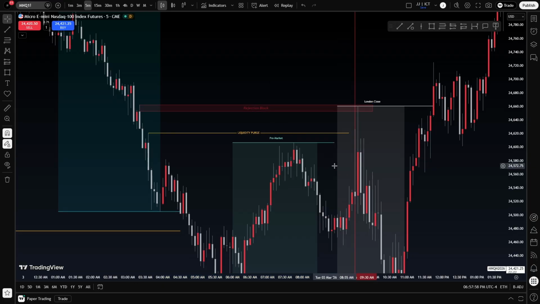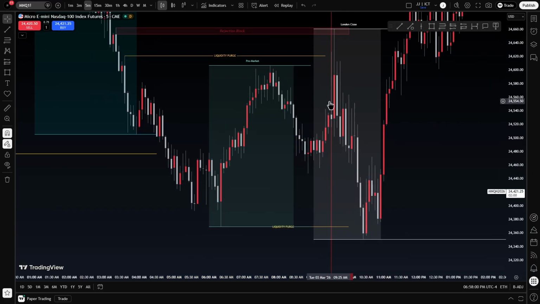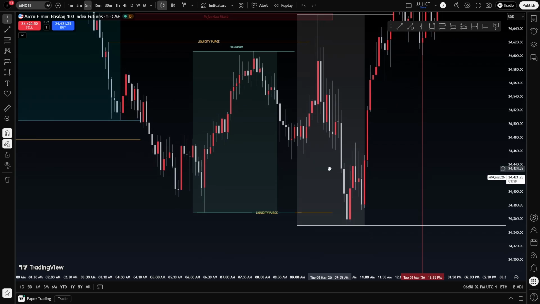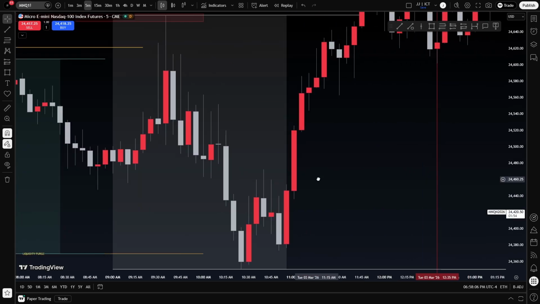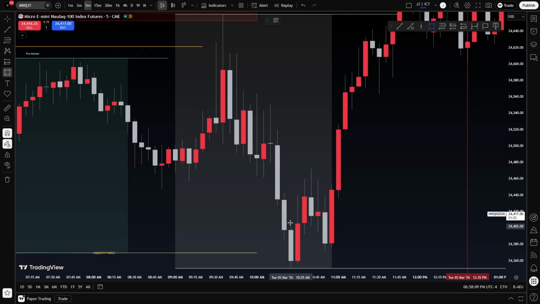So we have the rejection block, hits the rejection block, and obviously rejects, drops lower, liquidity purge. Then we have a bunch of stuff here. Now, let's mark this out. We have really two fair value gaps that can get filled. And then we create the low at, what's that? The end of the 950 to 1020 macro. So this could be the low of the day, but we got to see what price wants to do.